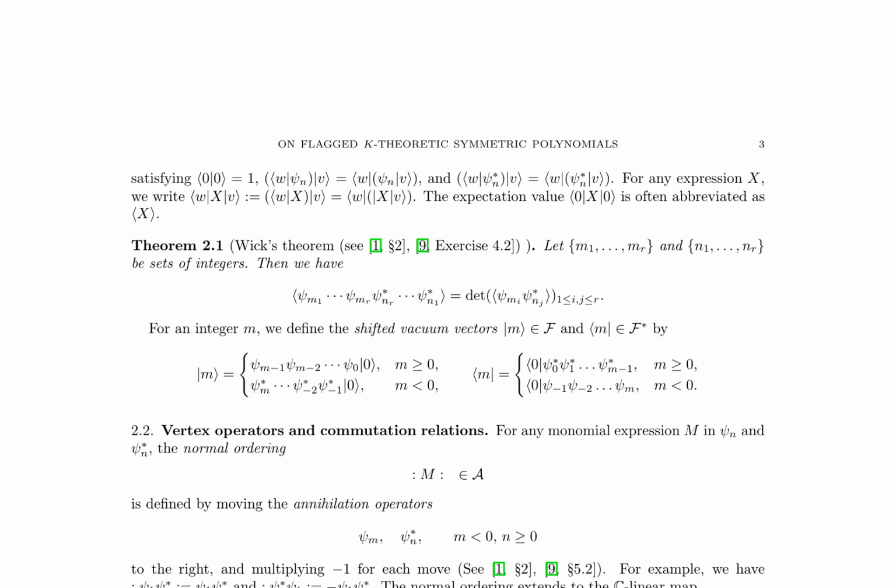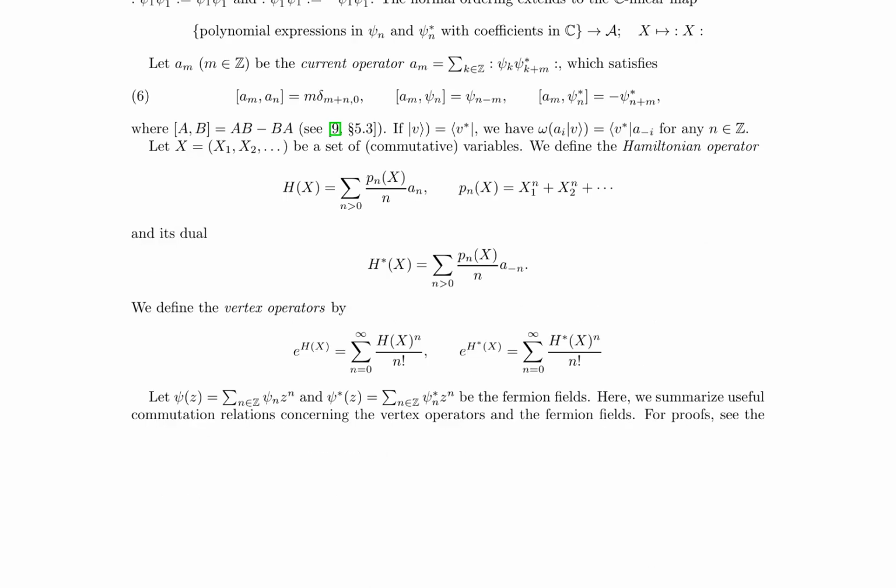23K03056. The research paper presents a comprehensive analysis of flagged k-theoretic symmetric polynomials, utilizing the concept of vertex operators and their commutation relations. It begins by defining the normal ordering of monomial expressions in terms of psi n and psi asterisk operator n, which is crucial for understanding the algebraic structure of the operators. The Hamiltonian operator h, x, and its dual h asterisk operator, x, are introduced, along with the vertex operators eh, x, and eh asterisk operator, x, which play a key role in the development of the flagged skew-Grothendieck polynomials.